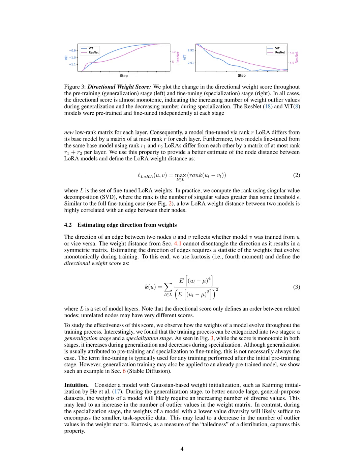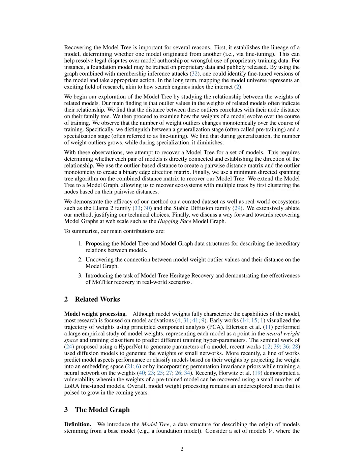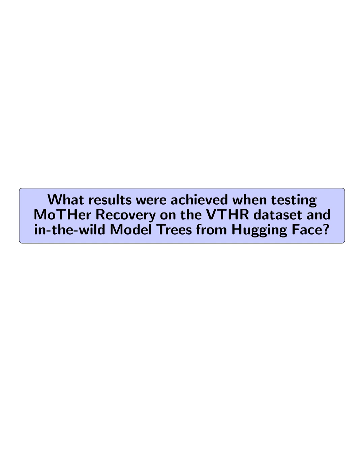The training process of the models is categorized into two stages: generalization and specialization. The directional score is observed to be monotonic in both stages, increasing during generalization and decreasing during specialization. This approach helps in distinguishing the direction of the relationship between models based on the evolution of their weights during training. What results were achieved when testing mother recovery on the VTHR dataset and in the wild model trees from Hugging Face?